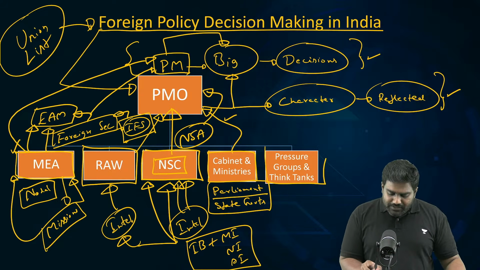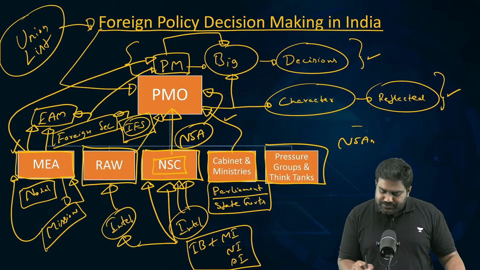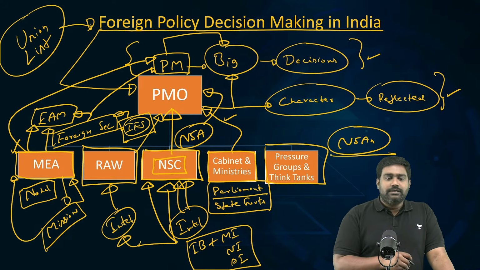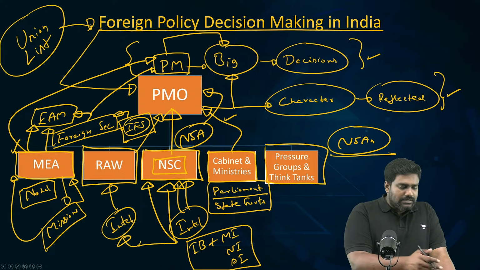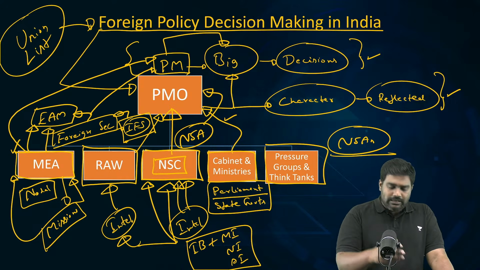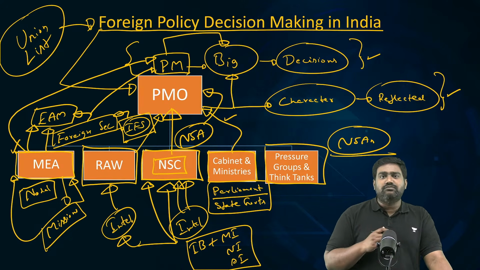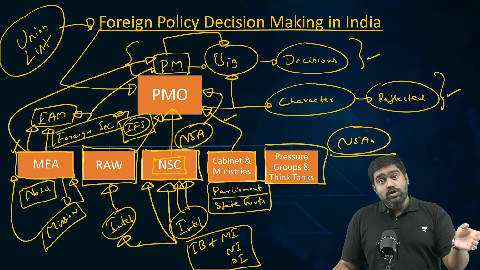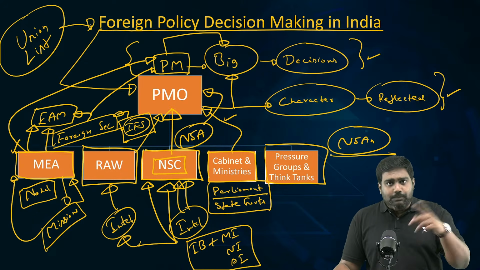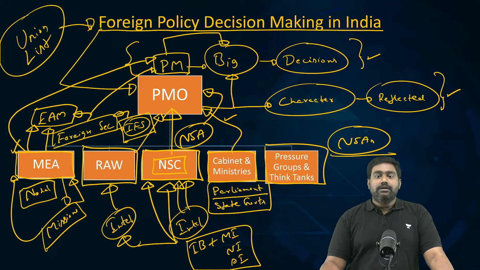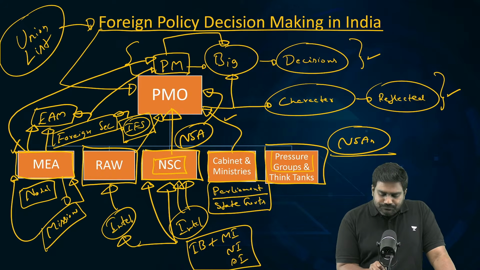Then there are non-state actors. Until now, I was mentioning the role of state actors. Prime Minister's office and Prime Minister, MEA, RAW, all intelligence agencies, National Security Council, all ministries, parliament, state governments, all these are state entities, state actors. But non-state actors who are not part of the state, who are not part of the government, can also influence foreign policy. For example, pressure groups.